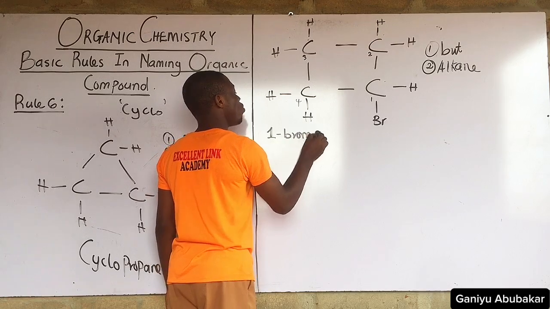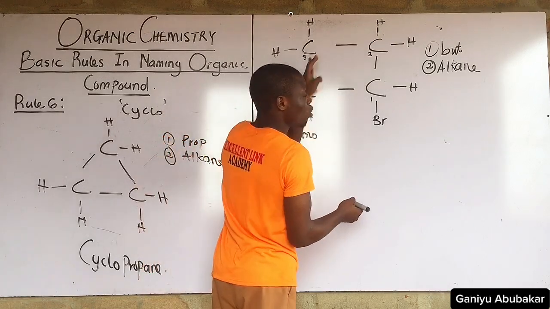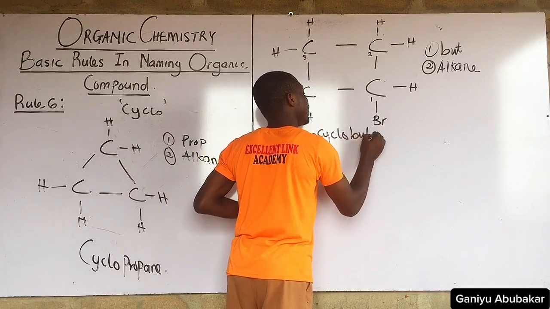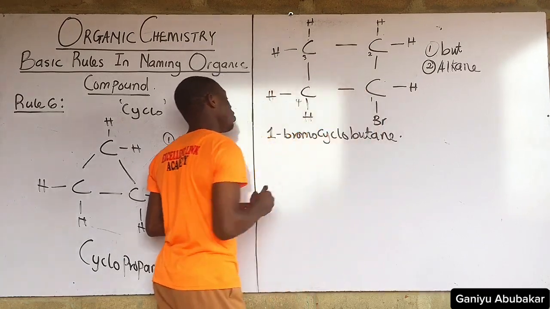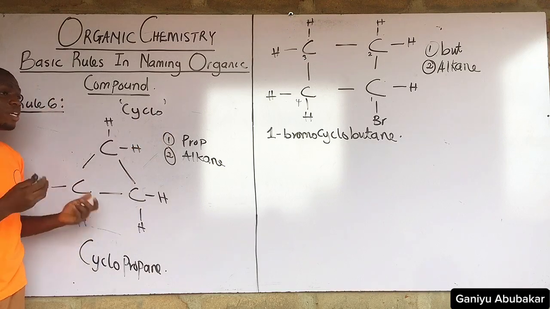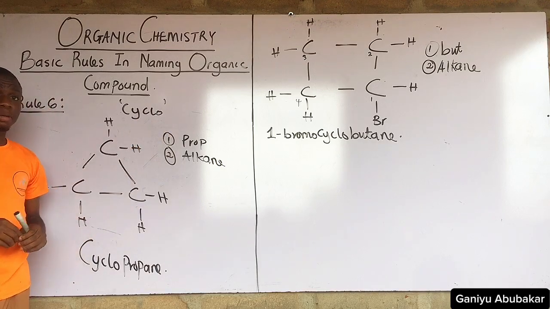bromo. 1 bromo. Next up, this is cyclo. That becomes cyclobutane. So this compound is called 1-bromocyclobutane. So let's take one more example and end this concept.